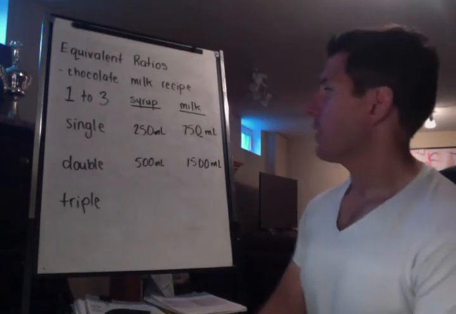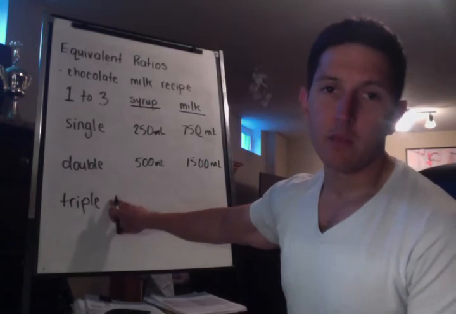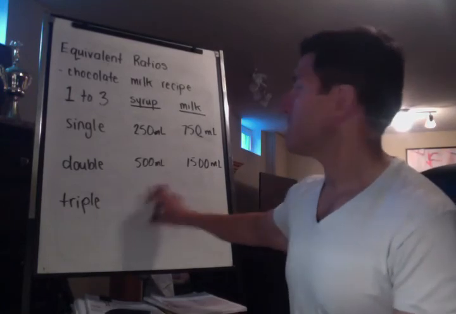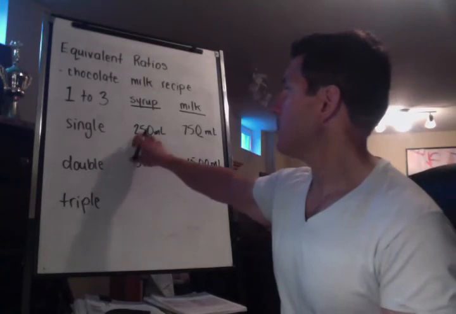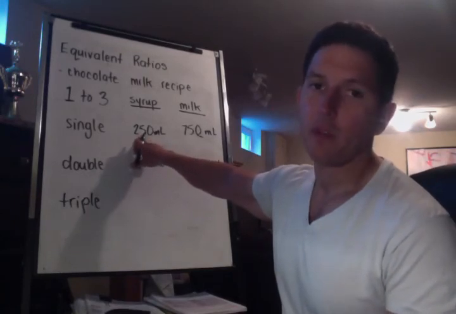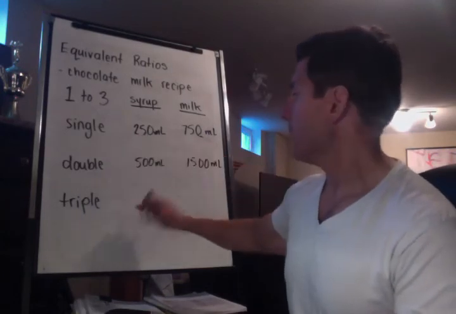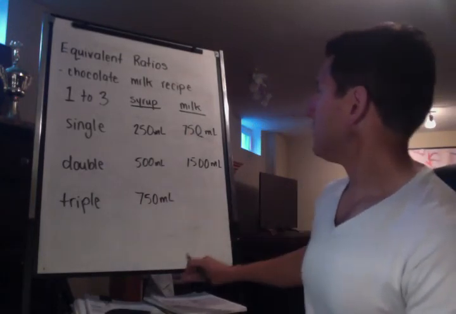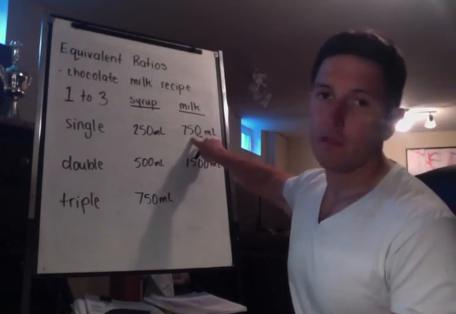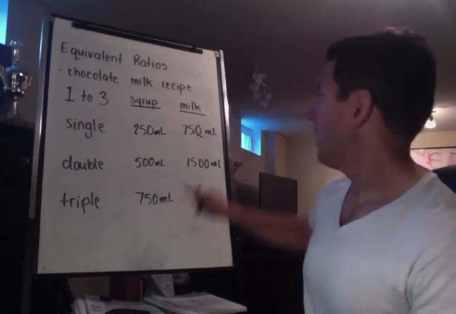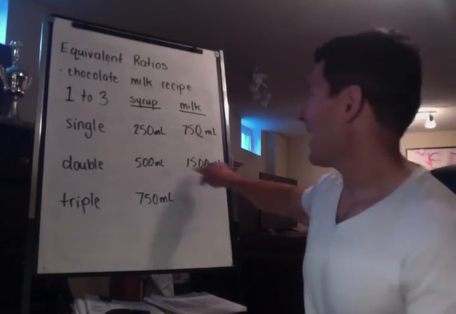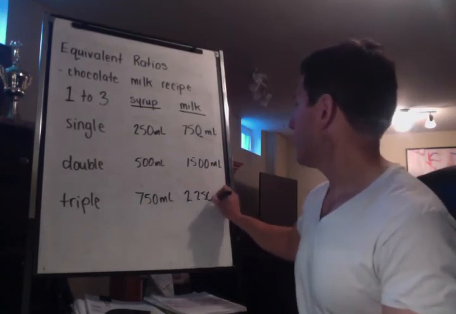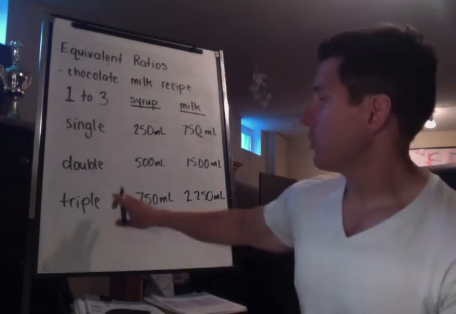If I wanted to create a triple recipe, like me in my house at home, I've got 3 daughters. This would suit us the best. How can I use this information to create my triple? Well, I can simply take my single serving ratio here and multiply it by 3. So 250 multiplied by 3 is 750 milliliters of syrup. And then I can take my 750 and multiply it by 3, or I can take my 1,500 milliliters and add on 750 milliliters, which would be 2,250 milliliters of milk for a triple serving.